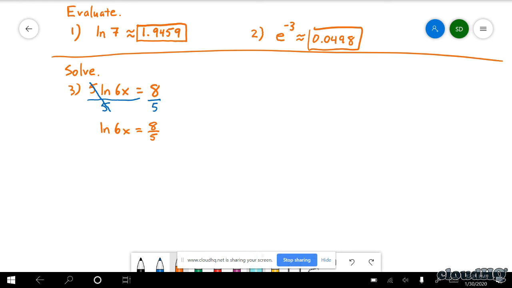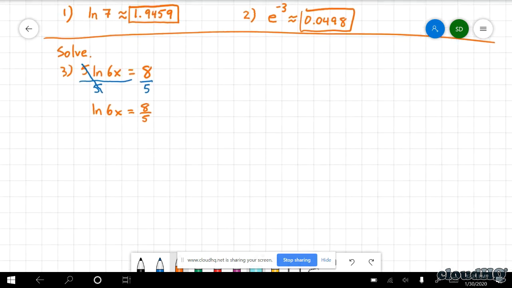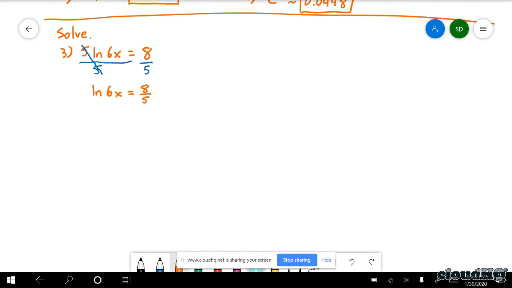6 is not the base number I'm trying to get rid of. So someone probably said, I think I heard it, e. ln is log base e, remember? From up above, that's what ln means, log base e. So the base is e, even though we don't write it. And I'm trying to get rid of the log base e, the ln. So I would exponentiate with an e.